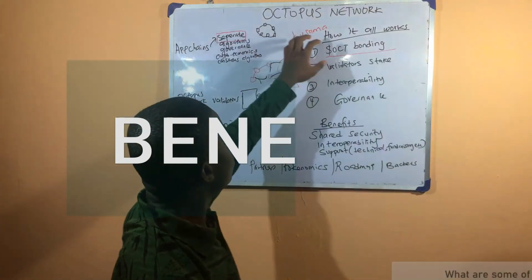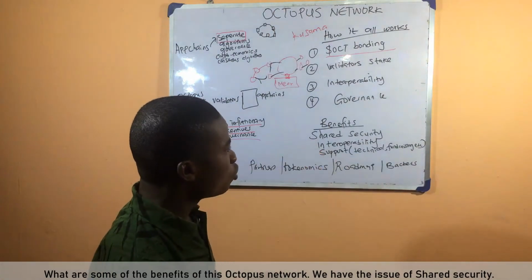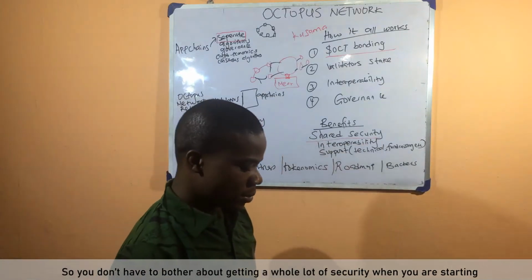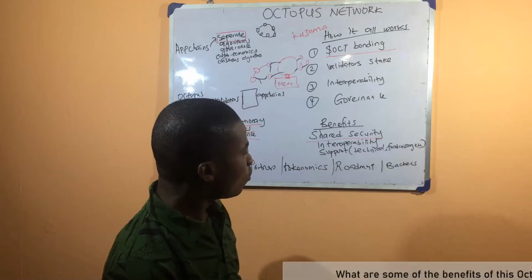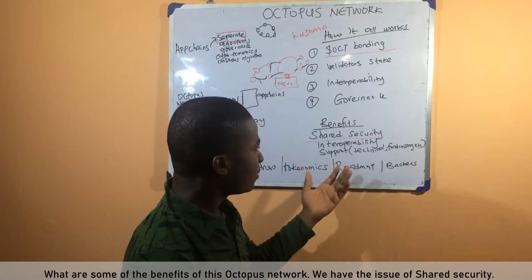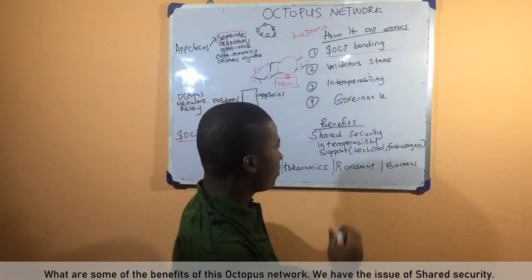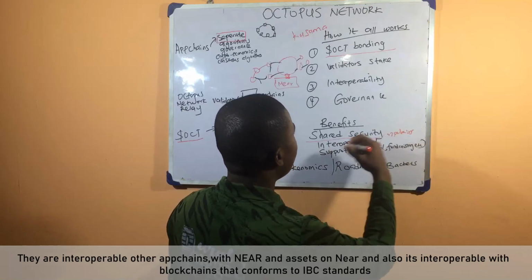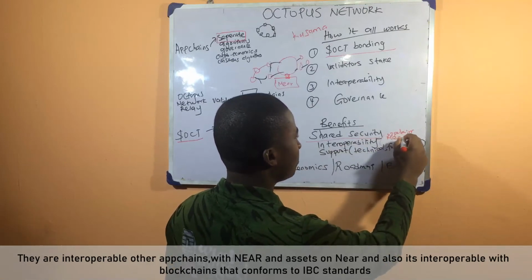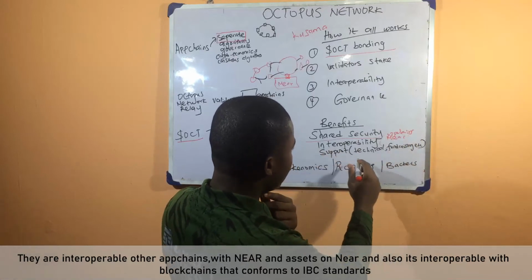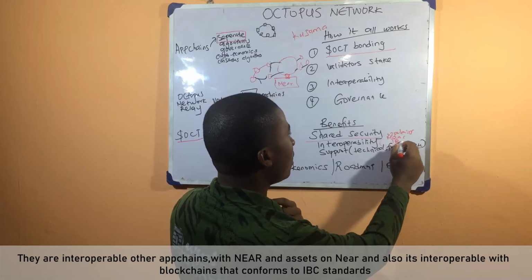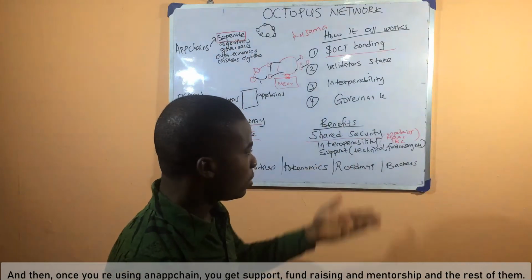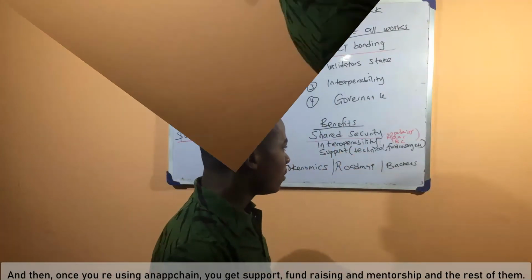The benefits of this Octopus Network: we have shared security, so you don't have to bother about getting a lot of security when you're starting. You can have a system of shared security. And then interoperability. It's interoperable with other Appchains, it's interoperable with NEAR and assets on NEAR, and also with blockchains that conform to the IBC standards. Once you are using an Appchain, you get support, fundraising, mentorship, and the rest.